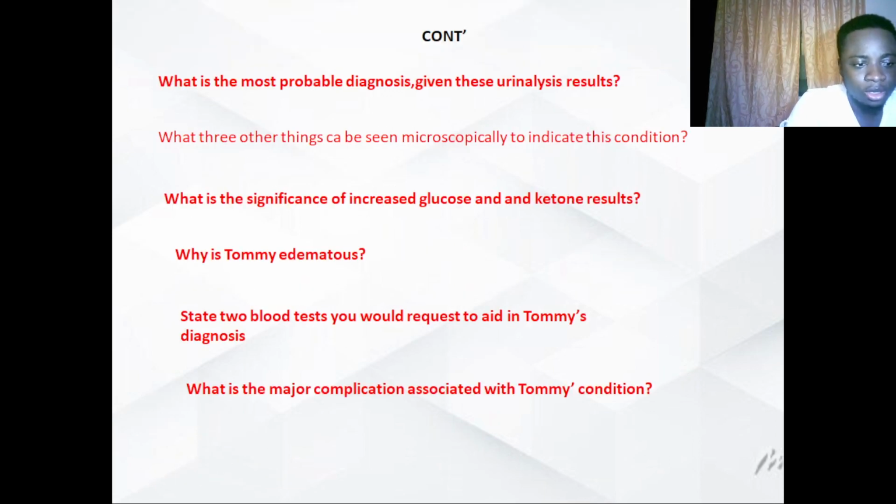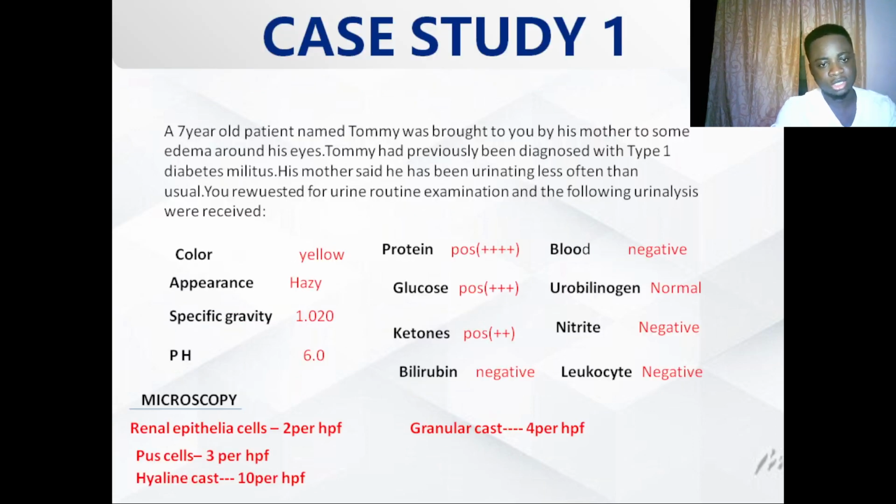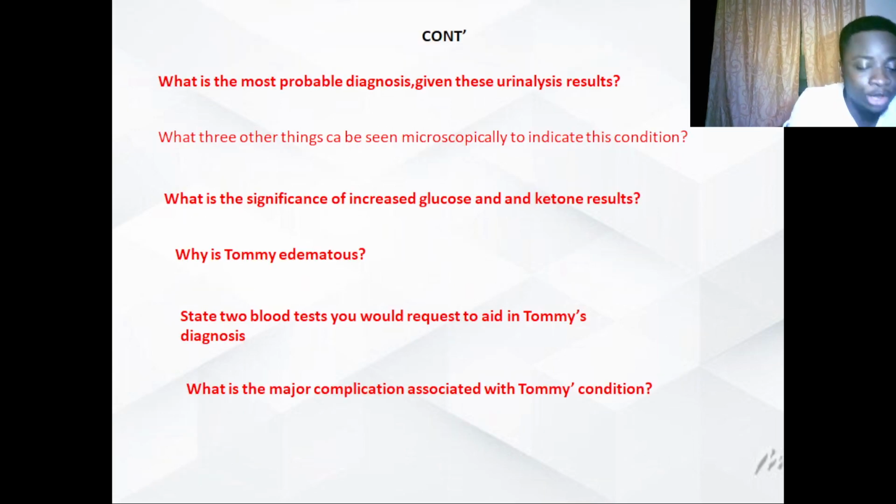What is the major complication associated with Tummy's condition? If Tummy has a problem with the kidney, and now he's edematous, that is confirming it all. The kidney can no longer perform its function. Definitely it can be cardiac failure. Cardiac failure, okay? So that's my opinion on the question. Maybe if you have a different opinion, you can put it in the comment section. We talk about that and discuss.